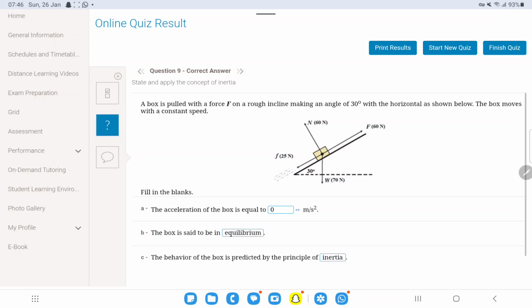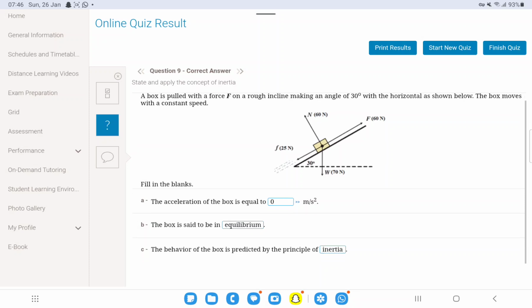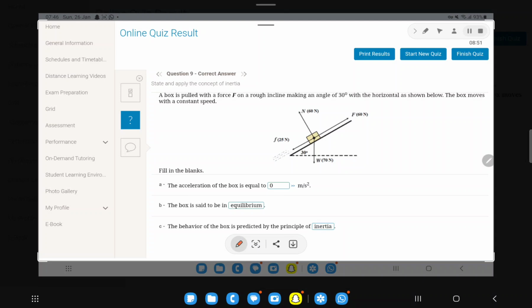For this question, a box is pulled with force F on a rough incline, making an angle of 30 degrees with the horizontal as shown below. The box moves with a constant speed. Again, we said that constant speed means that the net force is 0. So since the force is 0, the acceleration is also 0, because a is F over m, 0 divided by anything.